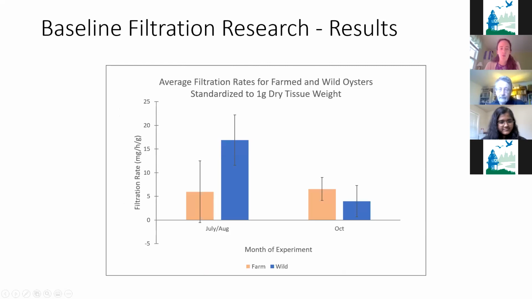Here are the farm and wild experiments together, so you can see how the 2 kinds of oysters compare. I'm interested generally to see how similar the average farmed in orange and wild in blue oysters are, or how their filtration rates will be similar or different as we compare all the different results that we will collect in 2021.